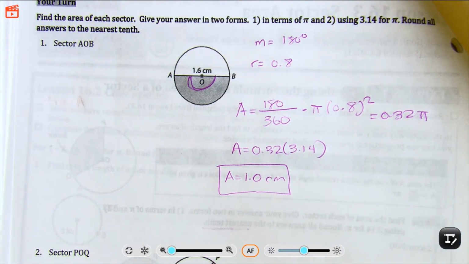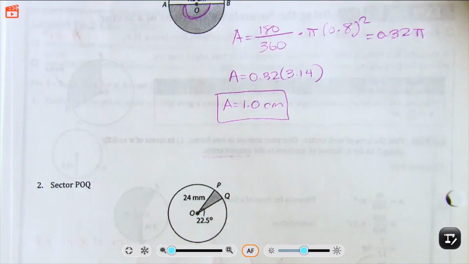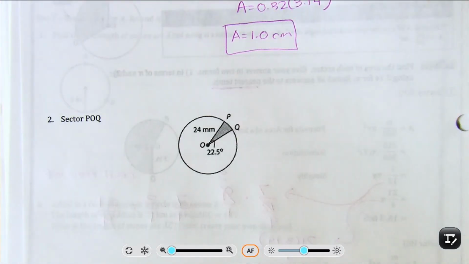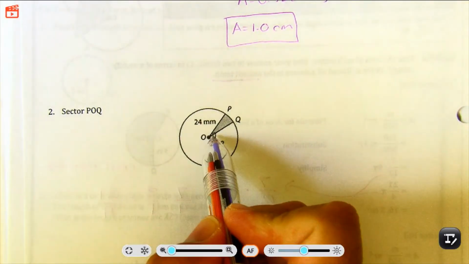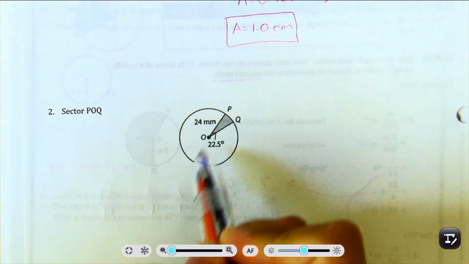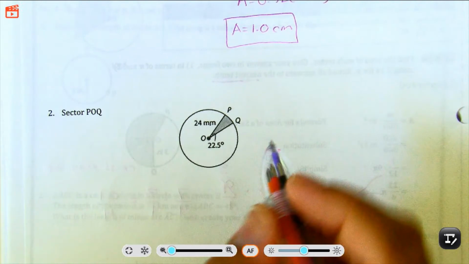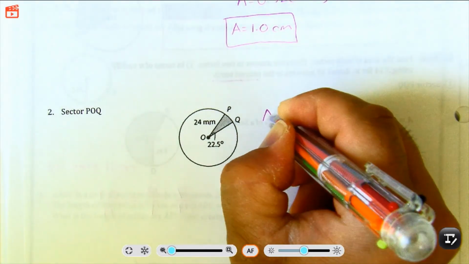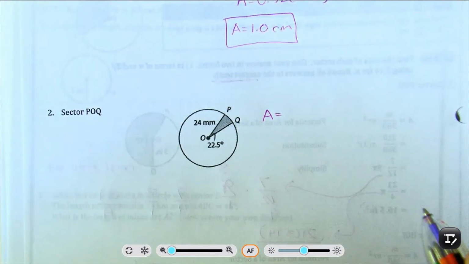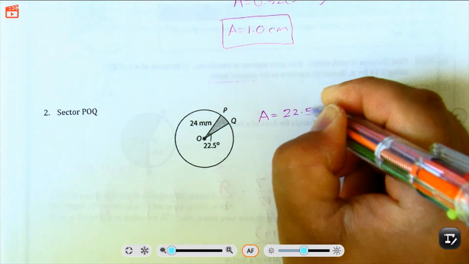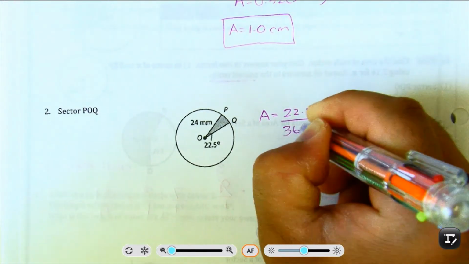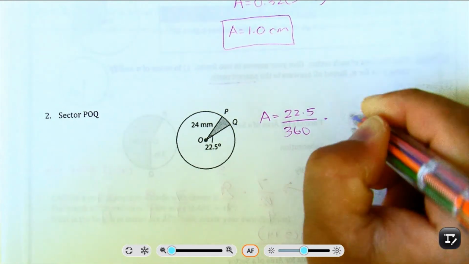Okay, in the next problem, we have an angle, and then we have the radius. So this is just straightforward. We're going to set it up. Area is equal to 22.5 over 360 times pi r squared. So 24 squared.